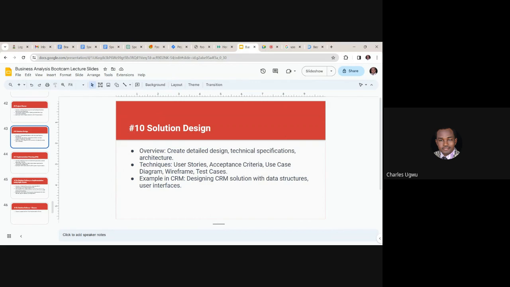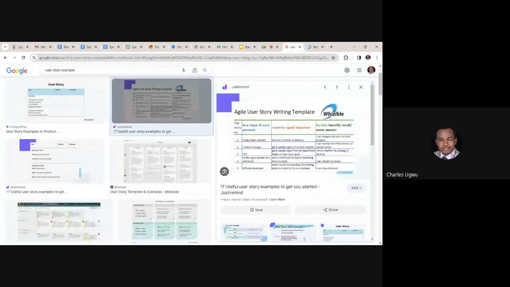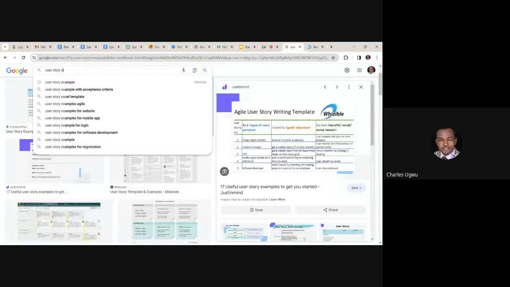So after creating all the user stories and acceptance criteria, a wireframe is like a skeleton for you to draw the skeleton of the solution you are trying to create. It's kind of a mock-up of how the solution is going to be. And a use case diagram is how users are going to use it. You must state how users are going to use that particular solution. Now, let's look at the use case diagram quickly before we jump into another component.